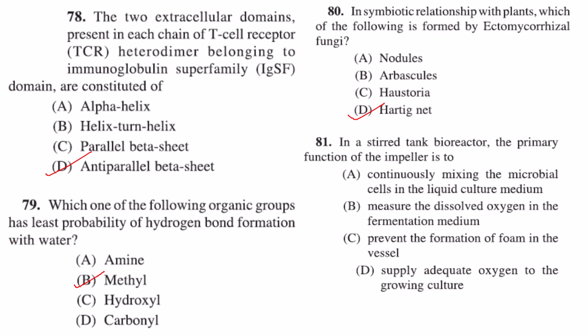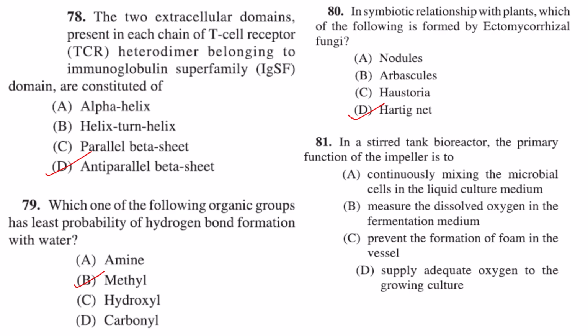Then nodules, they are formed by rhizobia in relationship with leguminous plants, and they are site of nitrogen fixation. Then haustoria are formed by parasitic fungi, so they are also not correct. So arbuscules are formed by arbuscular mycorrhizal fungi and not ectomycorrhizal fungi. So Hartig net is the correct answer.